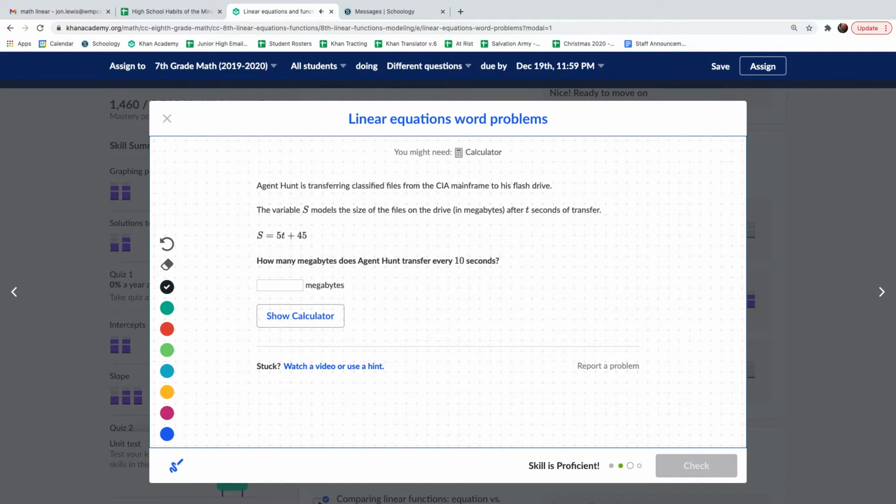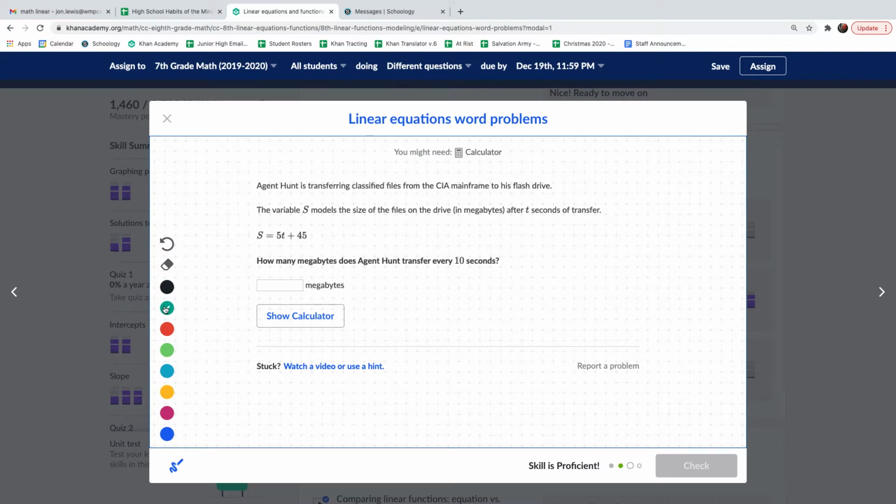All right, let's look at this problem. Agent Hunt is transferring classified files from the CIA mainframe to his flash drive. The variable S models the size of the file on the drive in megabytes after t seconds of transfer. And here's our equation. How many megabytes does Agent Hunt transfer every 10 seconds?